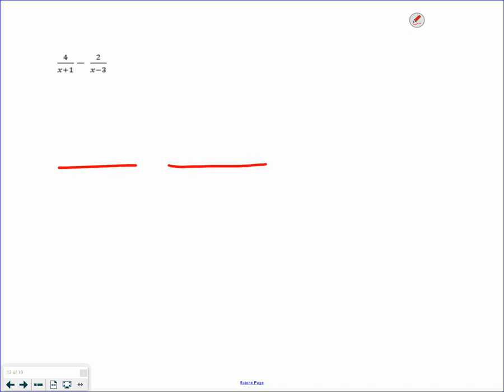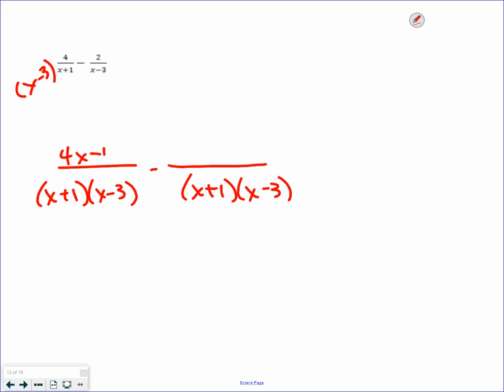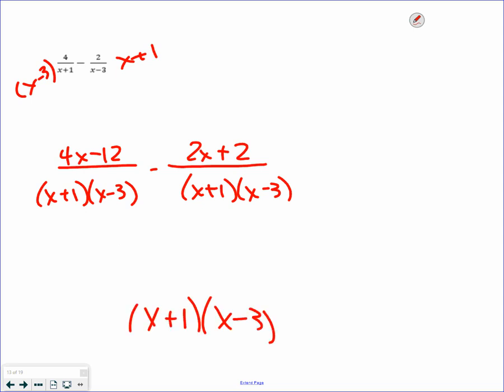Again, common denominator. So the common denominator is both binomials. So the first one needs to get multiplied by an x minus 3. The second one needs to get multiplied by an x plus 1. Since the denominators are the same, I need to subtract the numerators. So be careful there. 4x minus 2x is 2x. Negative 12 minus 2 is negative 14.